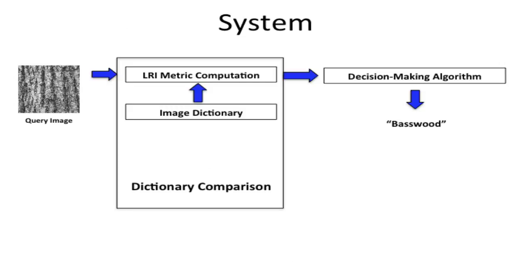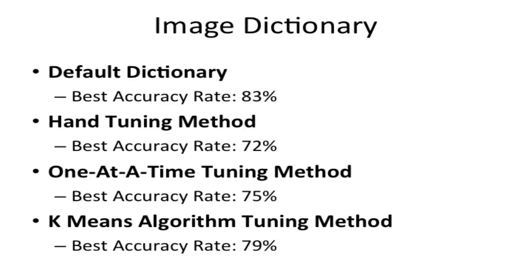The design of our system consisted of two steps: comparison with an image dictionary and a decision algorithm. Our image dictionary consisted of 6 to 7 species. In our default experiment, we used at least 20 images per species. However, we experimented with a reduced tuned dictionary that would be representative of the interspecies variation as well as distinct from other species. We employed 3 different tuning methods: hand tuning, a one-at-a-time method, and the k-means algorithm.